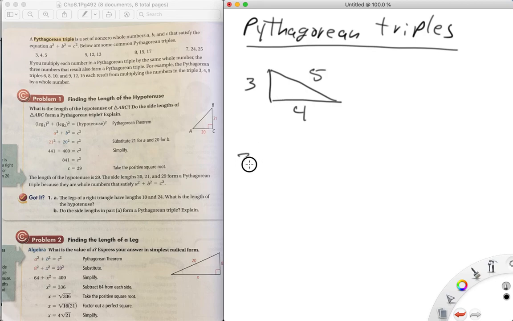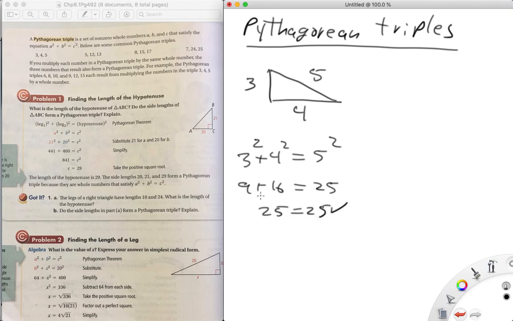Why? Because 3 squared plus 4 squared is equal to 5 squared. So that's 9, that's 16, that's 25. 25 equals 25. So this is a Pythagorean triple. They're usually whole numbers. A lot of times when we do Pythagorean theorems, we're going to have a lot of radical forms or a lot of decimals. But these guys tend to be whole numbers.